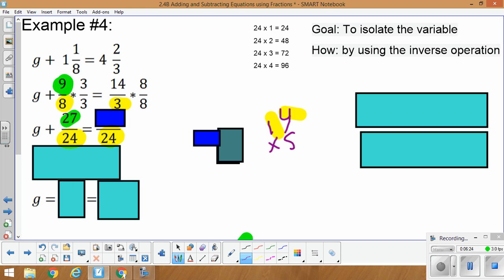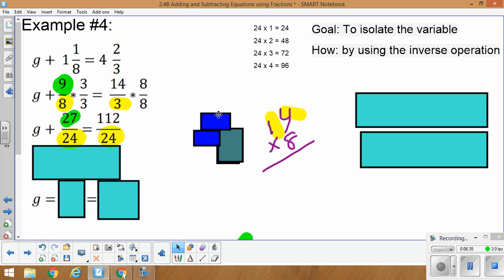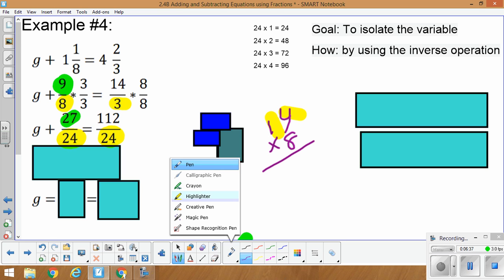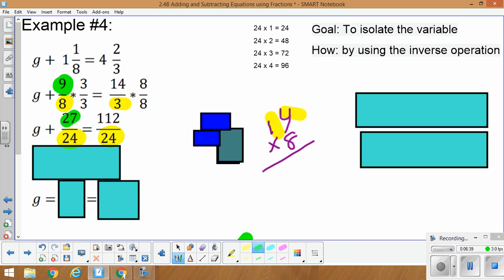14 times 8. Okay, take a second and figure that out. I'll wait. And you should come up with an answer of 112. Okay, so 14 times 8 is 112.